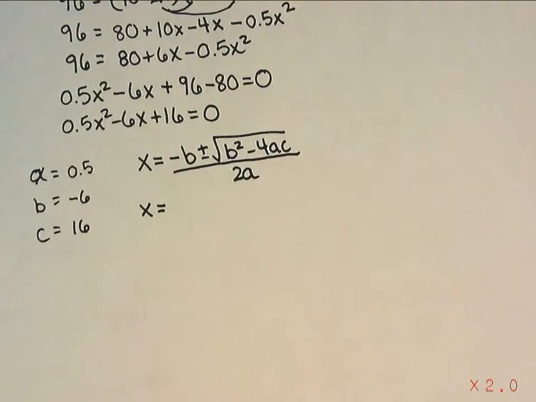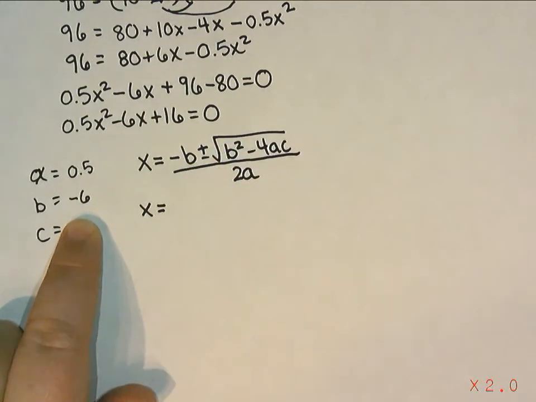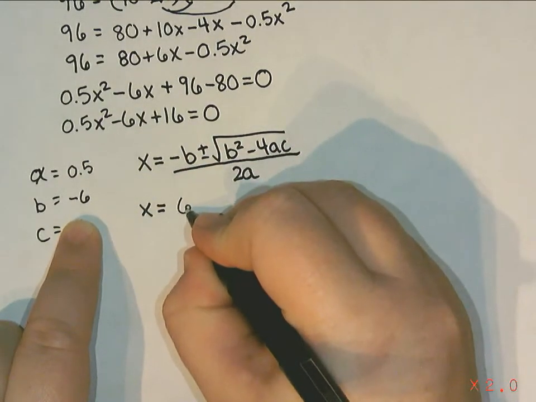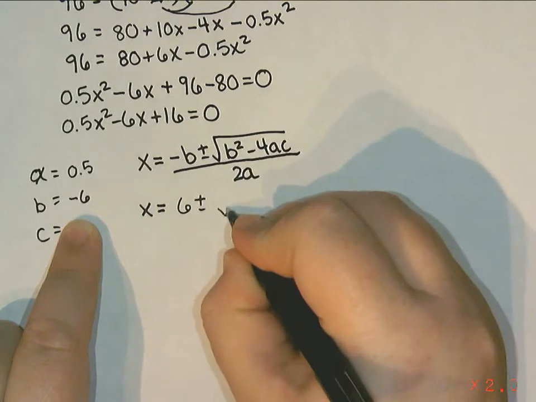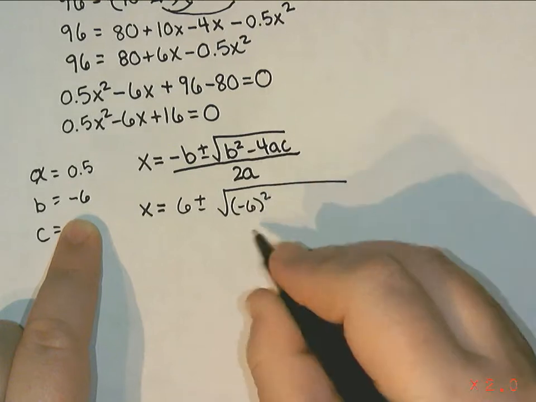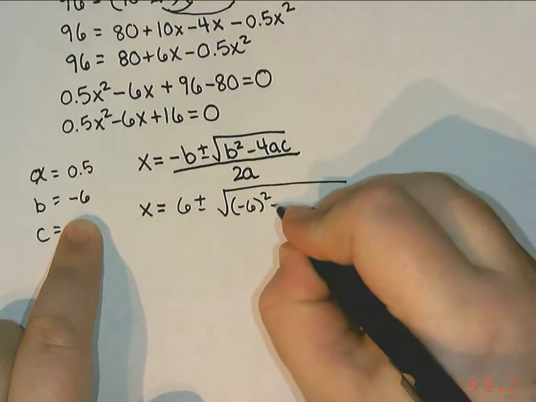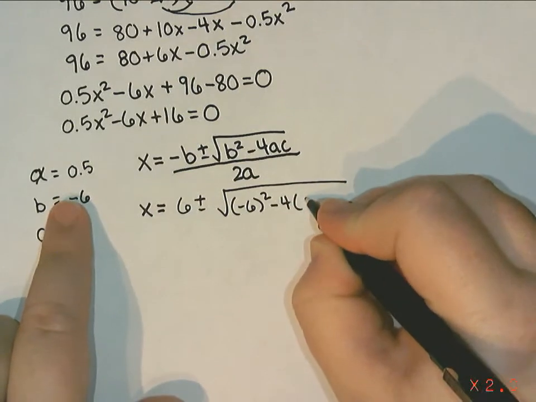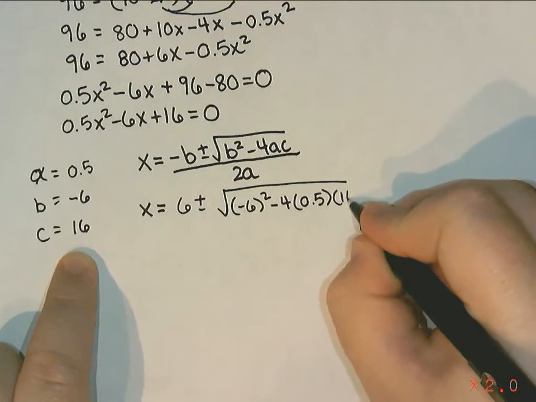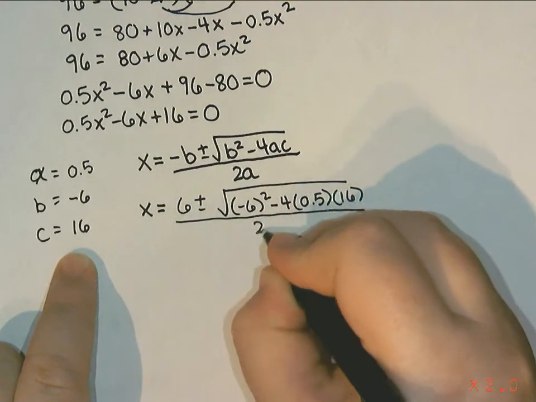So negative b, I have negative, negative 6. It really just means we're changing the sign. So a negative negative does make a positive 6 plus or minus negative 6 squared. And it's a good idea to put those brackets in. It'll help you with your calculator. Minus 4 times a, which is 0.5, times c, which is 16, all divided by 2 times 0.5.